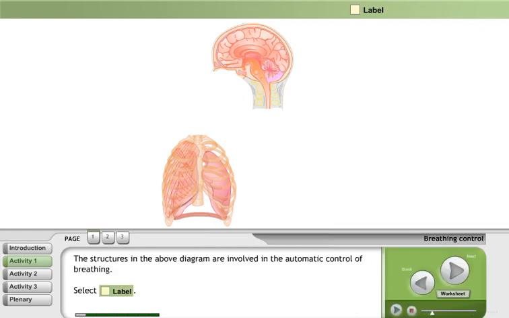The structures in the above diagram are involved in the automatic control of breathing. Select label.